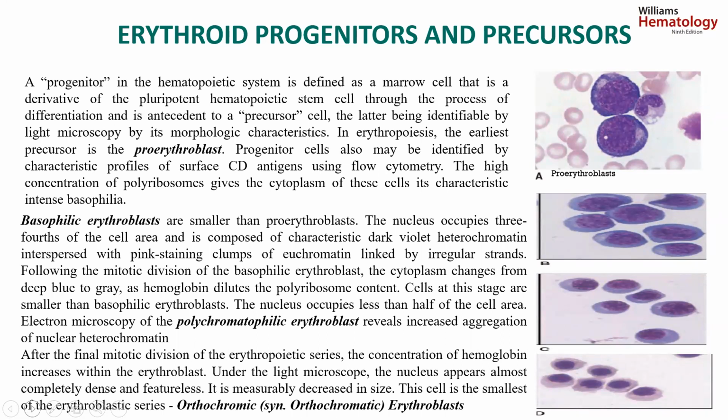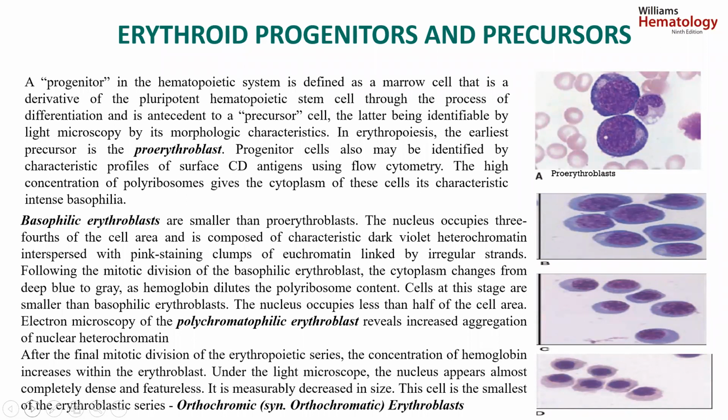The high concentration of polyribosomes gives the cytoplasm of these cells its characteristic intense basophilia. The basophilic erythroblast is smaller than the proerythroblast. The nucleus occupies three-quarters of the cell area and is composed of characteristic dark violet heterochromatin, interspersed with pink staining clumps of euchromatin linked by irregular strands.